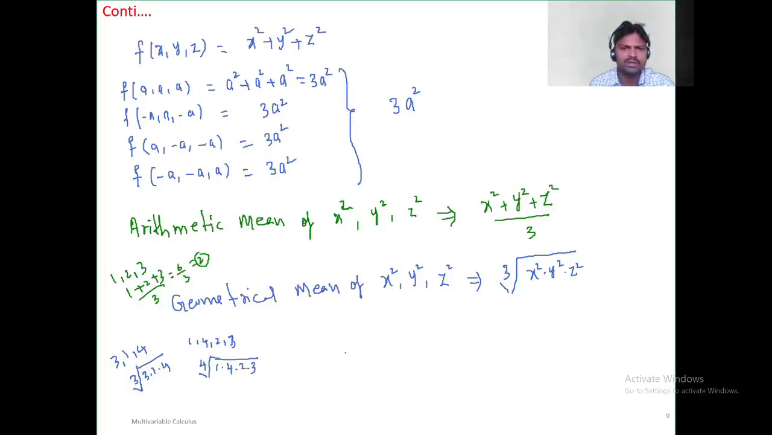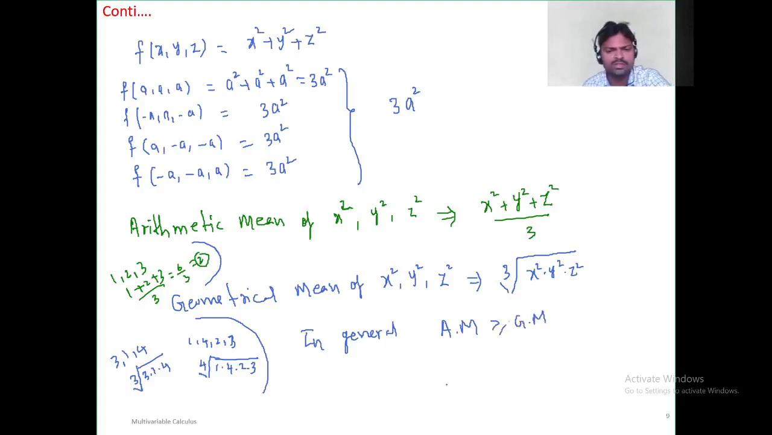Now in general, which is more? Arithmetic mean is more or geometrical mean is more? Obviously arithmetic mean is more, right? So therefore in general, arithmetic mean is more than or equal to geometrical mean. You take any numbers and try, definitely arithmetic mean is more than or equal to geometrical mean.